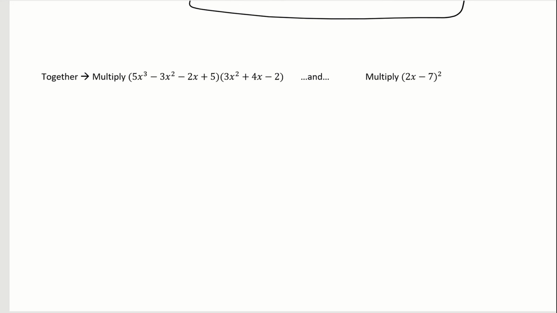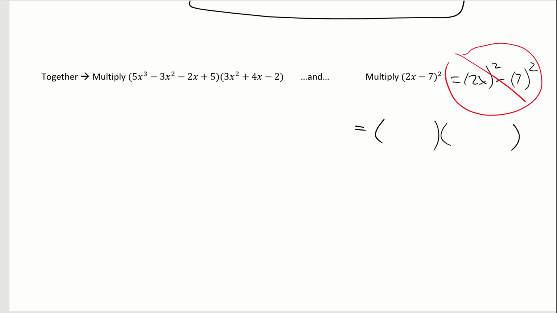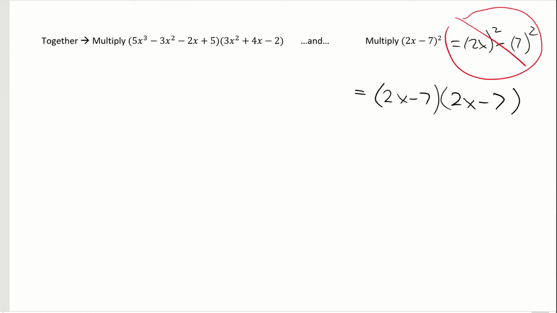You know what people do with this all the time? They just go 2x squared minus 7 squared, and I do this to that. I just go, no, it's not. Because when in doubt, write it out. A square means it's multiplied together with itself 2 times. There you go. That's what they call the square of a binomial. So pause it, work on these two problems, and we'll meet at the end, okay?